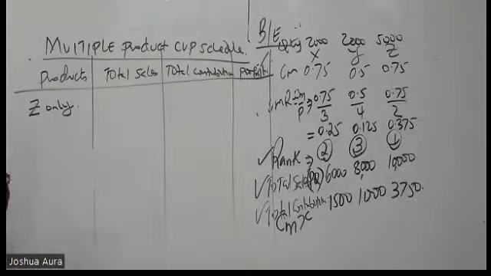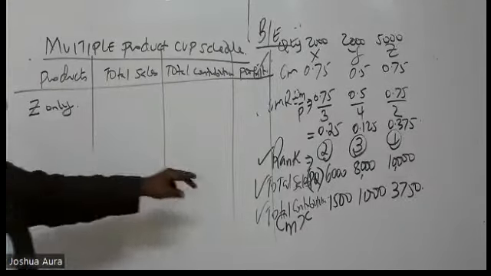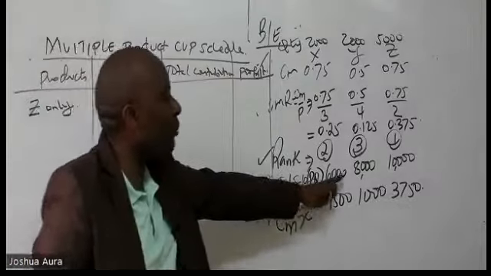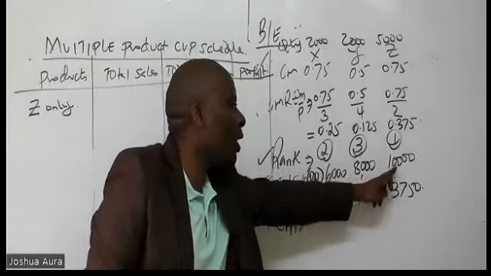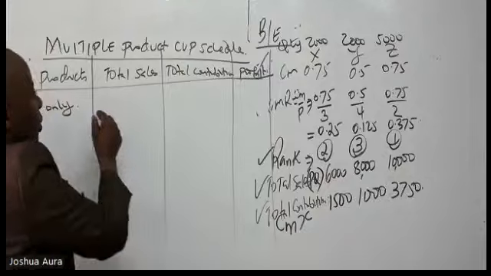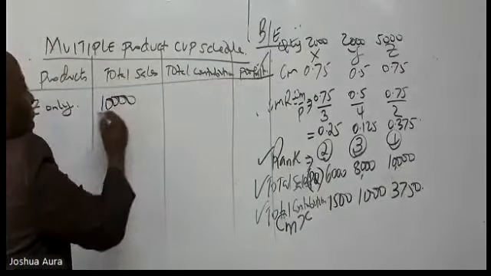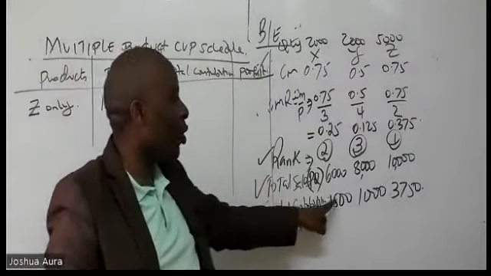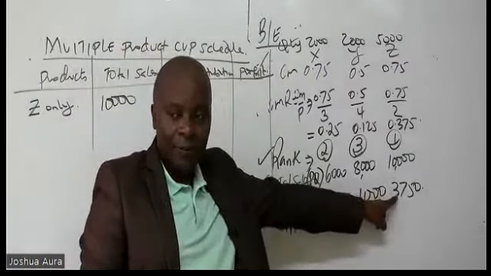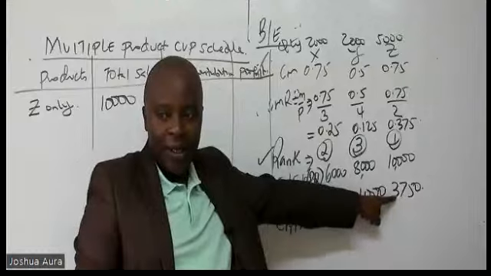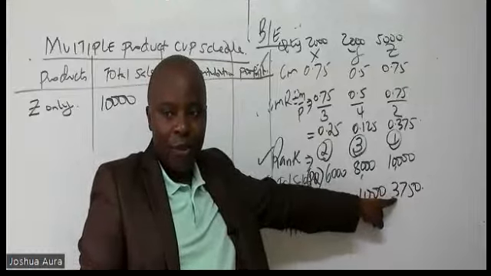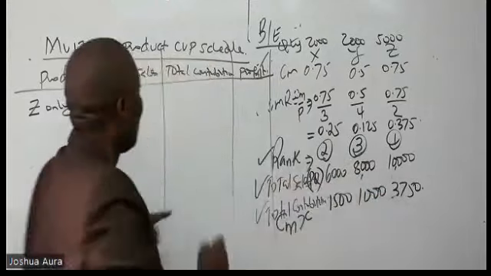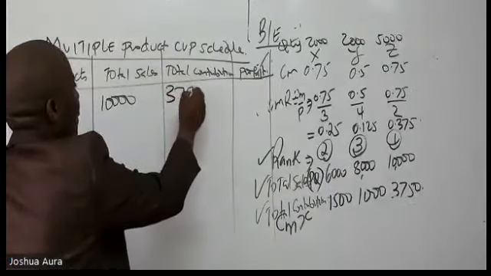If we produce Z only, what will be our total sales? The best ranked product, if it is produced only, will give us 10,000 Kenya shillings. If we produce Z only, the total contribution that we shall get from Z only is 3,750.